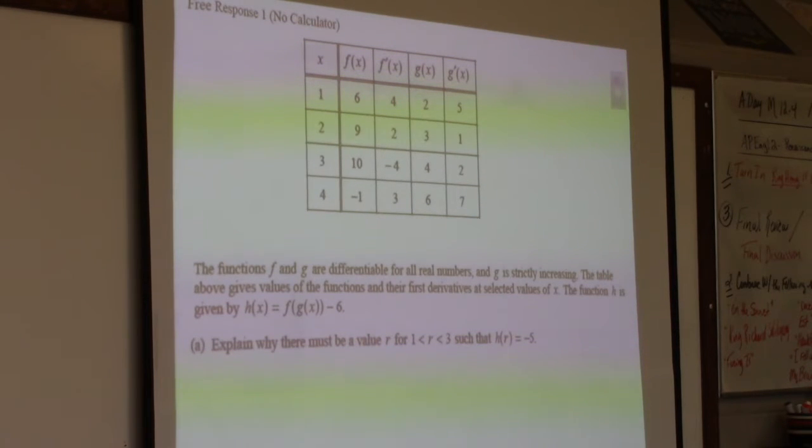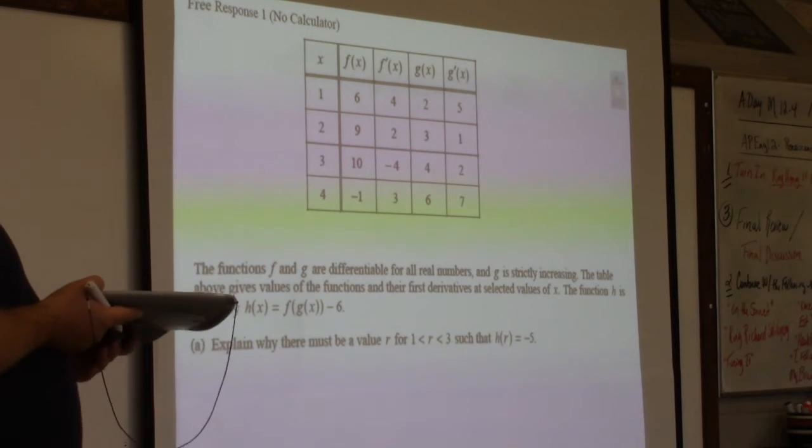All right, so let's do some free response questions. The functions f and g are differentiable for all real numbers, and g is strictly increasing. The table above gives values of the functions and their first derivatives at selected values of x. The function h is given by h of x equals f of g of x minus 6. Explain why there must be a value r in the interval from 1 to 3 such that h of r is equal to -5.